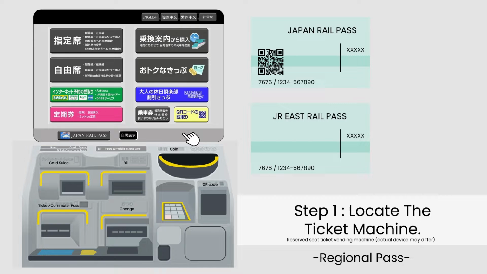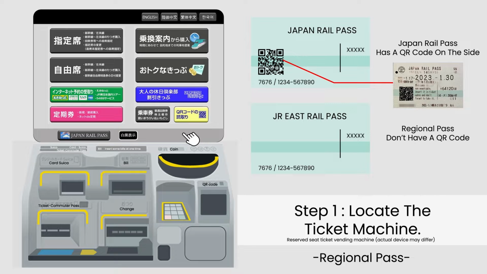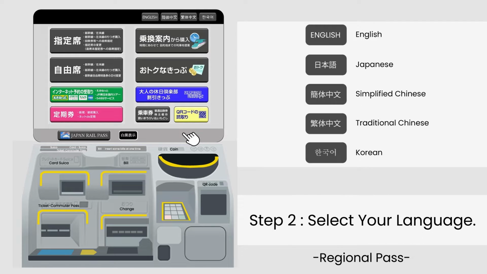Step 1. Locate the ticket machine. Let's clear up some confusion about ticket reservations. While the ticket machines for reserving seat tickets are the same for both the Japan Rail Pass and Regional Pass, it's important to understand the differences between these two passes. Many travelers tend to mix them up when searching for information. In most cases, people refer to both the Japan Rail Pass and Regional Pass simply as rail passes without realizing they are different.